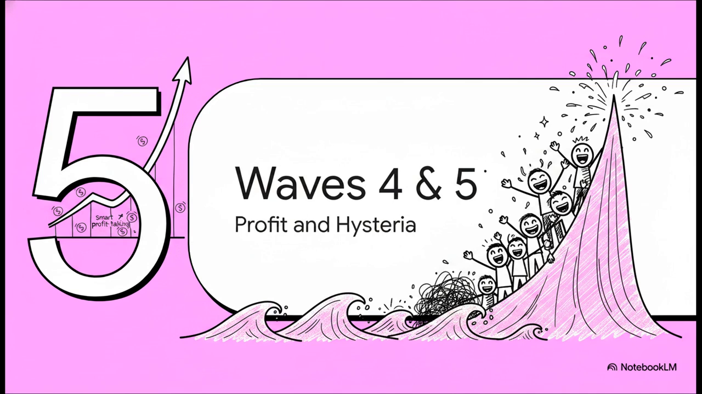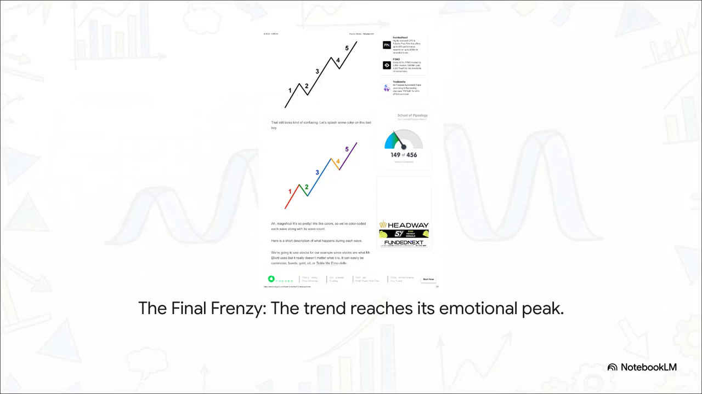But no trend can go up forever. As it starts to mature, we head into the final phases. This is where you see a mix of savvy traders taking profits and eventually a whole lot of emotional, almost hysterical buying. Wave 5 is the trend's grand finale. It's the last big push. It's often driven less by logic and more by pure emotion. Greed, fear of missing out, all that good stuff. It's this final, kind of irrational surge before the whole thing runs out of steam.